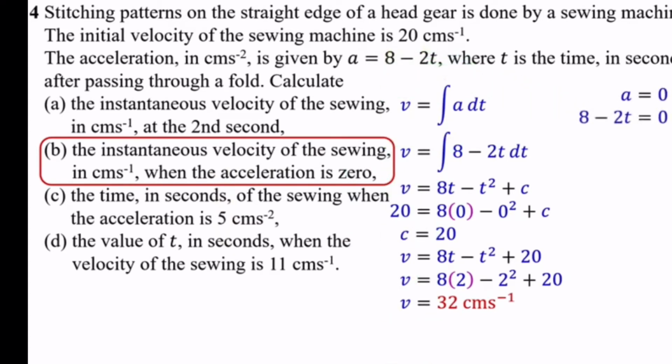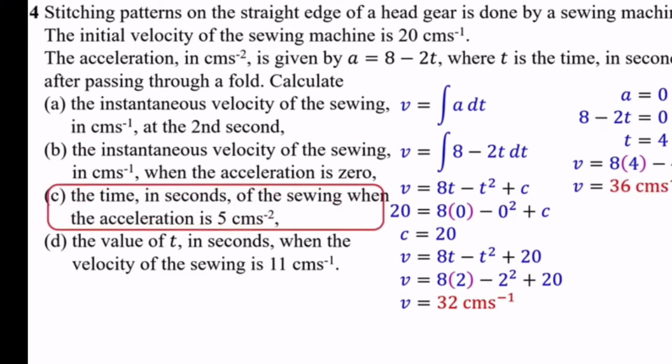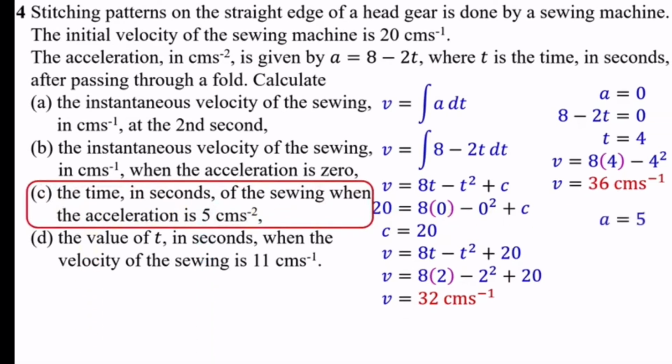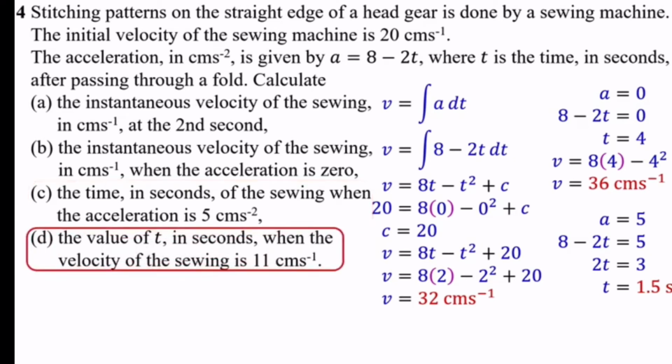For B, when acceleration equal to 0, we need to let a equal to 0 and find the t. So the t is 4. With t equal to 4, we will substitute into the velocity function to find the velocity for the sewing machine. So the v is 36 centimeters per second. For C, the time in seconds of the sewing machine when the acceleration is 5 centimeters per second squared. So for the acceleration is 5, we need to solve to find the time. So the time is 1.5 seconds.